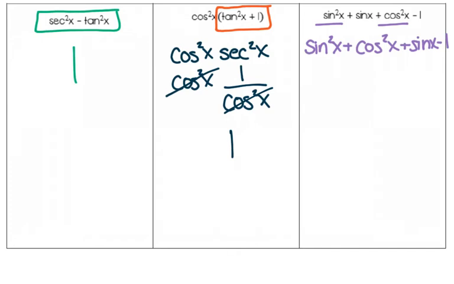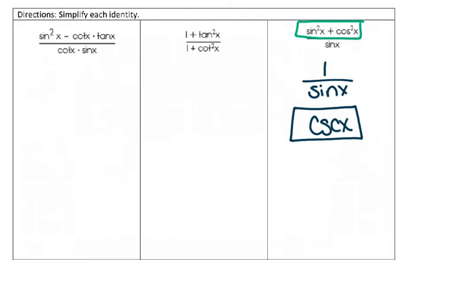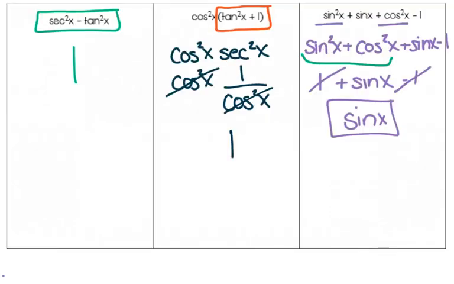And I know that sine squared plus cosine squared is 1. So I really have 1 plus sine x minus 1. And then 1 minus 1 cancels each other out. So really, I just have sine x. That's my simplified version. Sometimes they're easy. Sometimes they're not. You just have to practice so you get better.